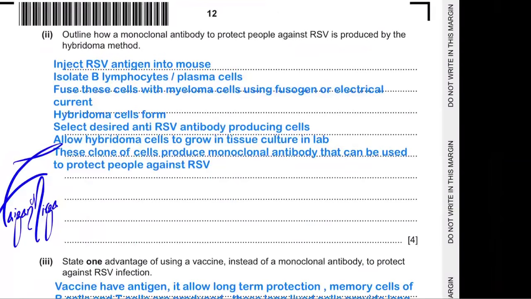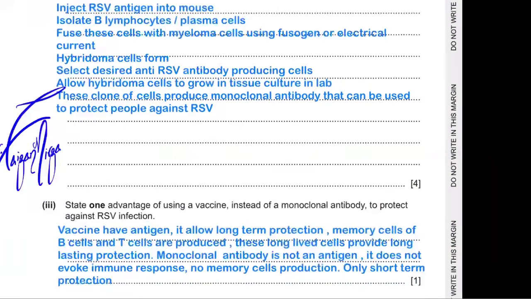Outline how monoclonal antibody to protect a person from RSV is produced using the hybridoma method. So you inject the RSV antigen into mice and isolate the B lymphocytes and plasma cells. Fuse these cells with myeloma cells, causing fusion using an electrical current. Hybridoma cells form. Select the desired anti-RSV antibody producing cells, and allow the hybridoma cells to grow in tissue culture in the lab. This clone of cells produces monoclonal antibody that can be used to protect people against RSV.